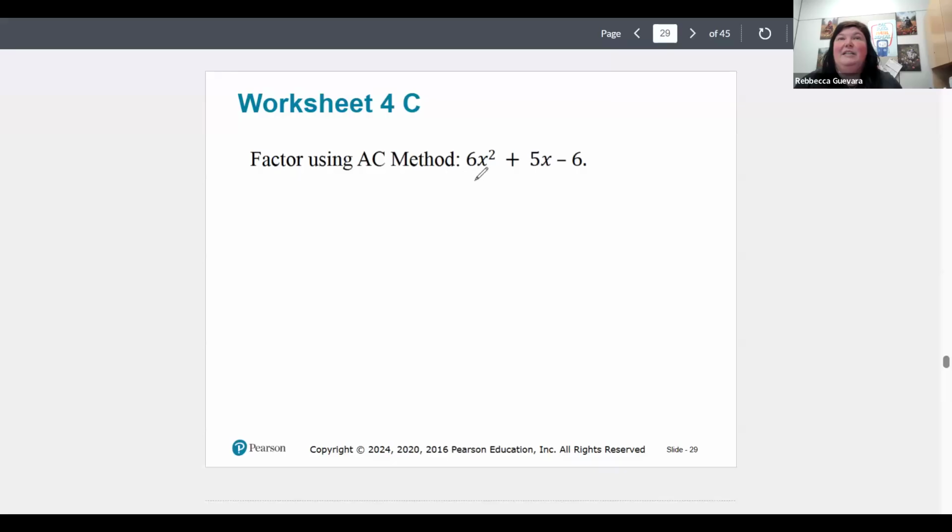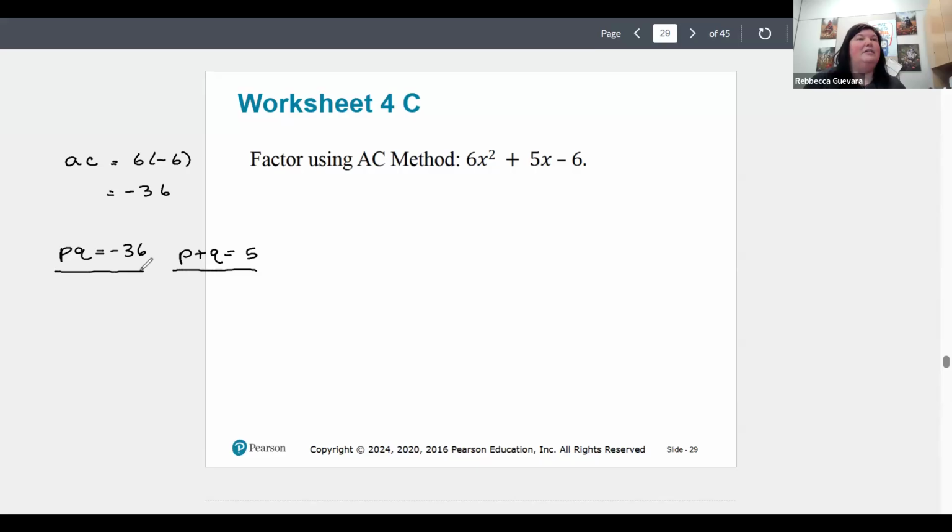Factoring using the AC method again. So we have 6x squared plus 5x minus 6. So AC is going to be 6 times negative 6, so negative 36. So I need two numbers that multiply to give me negative 36 and add to give me 5. I think it's possible this one doesn't work.